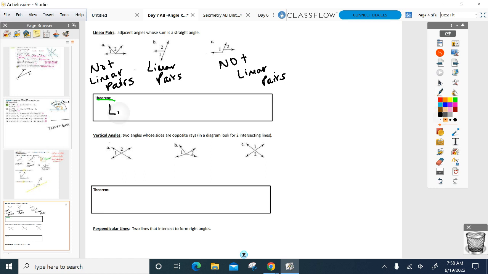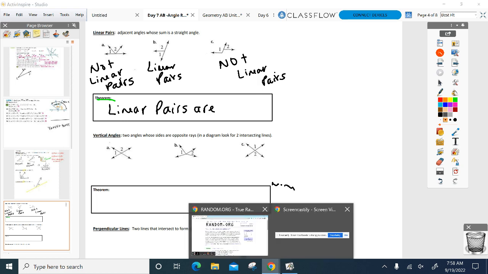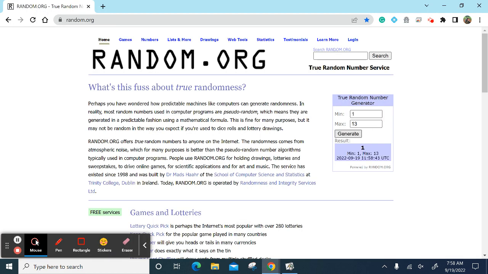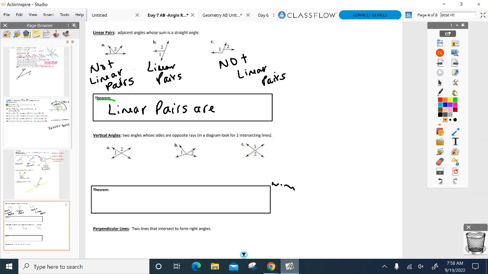Here we go. Linear pairs are blank. And I'm not looking for adjacent. What did we just say about linear pairs? They are adjacent, but that's not the fact I'm looking for here. If I see 2 angles that are a linear pair, I know they are something other than adjacent.